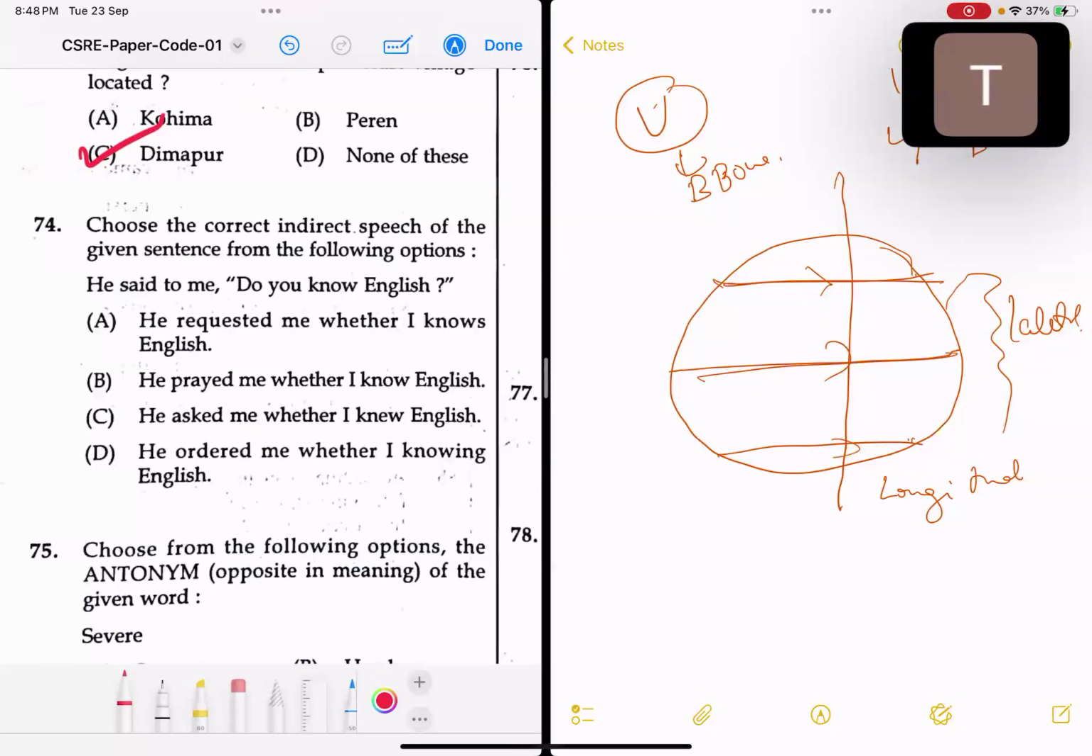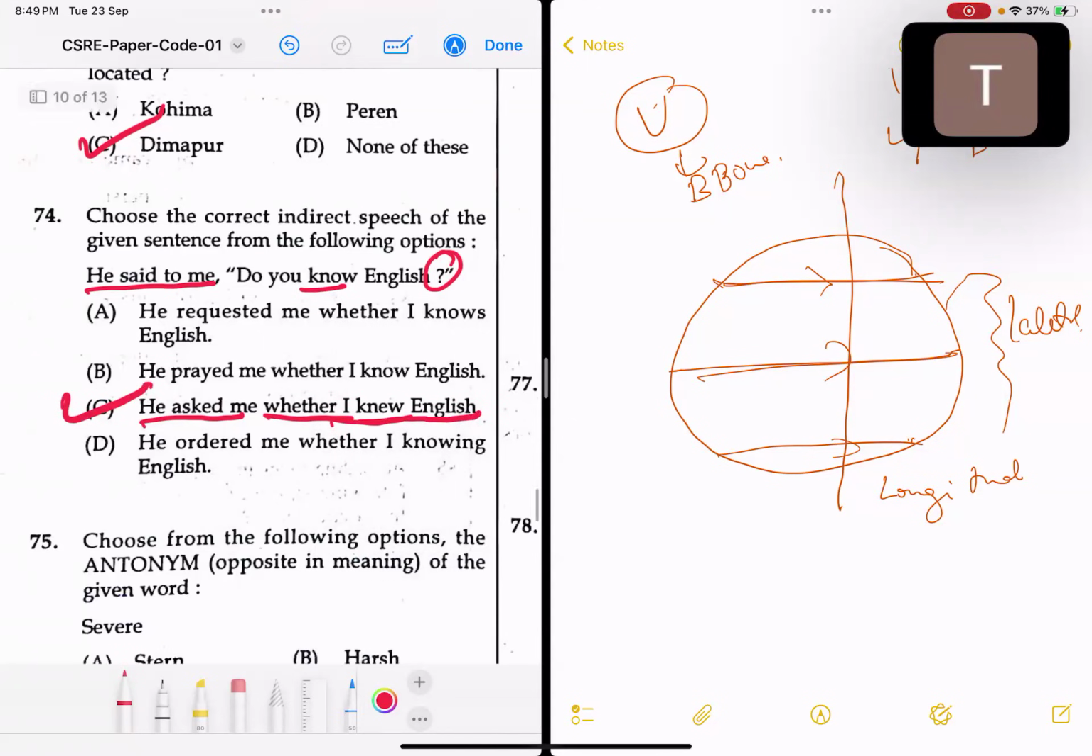Again, there's grammar. Choose the incorrect indirect speech of the given sentence from the following. He said to me, do you know English? Now, if you look at it, this is a type of question, okay? So he said to me will become he asked me whether I know, which will become past tense, right? Whether I knew English. The correct option is C.